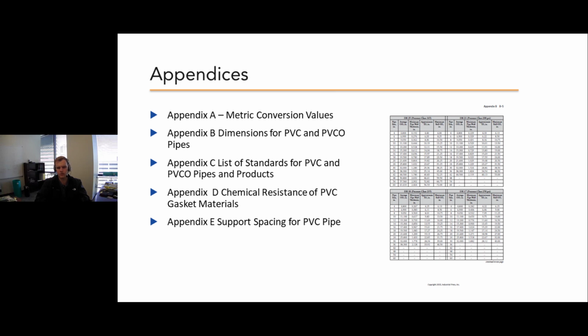As mentioned earlier, that used to be in the resistance to environmental factors chapter, but that was moved to the appendix as it's several pages long and it felt more concise that way. The chapter reads a little smoother. And then Appendix E gets into support spacing, forces, and requirements for PVC pipe as well.